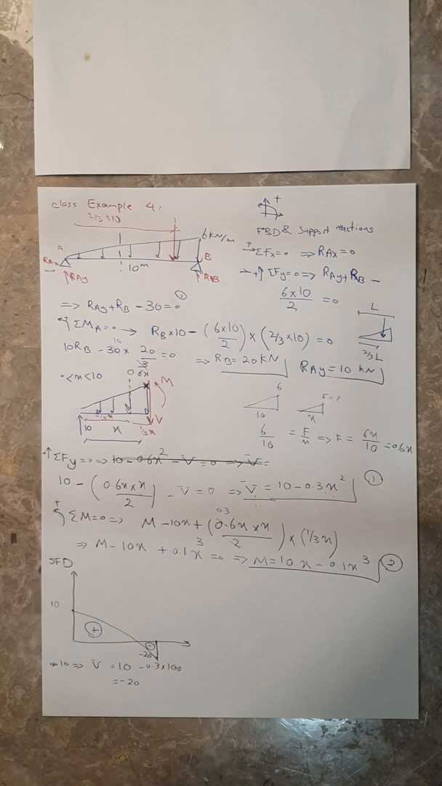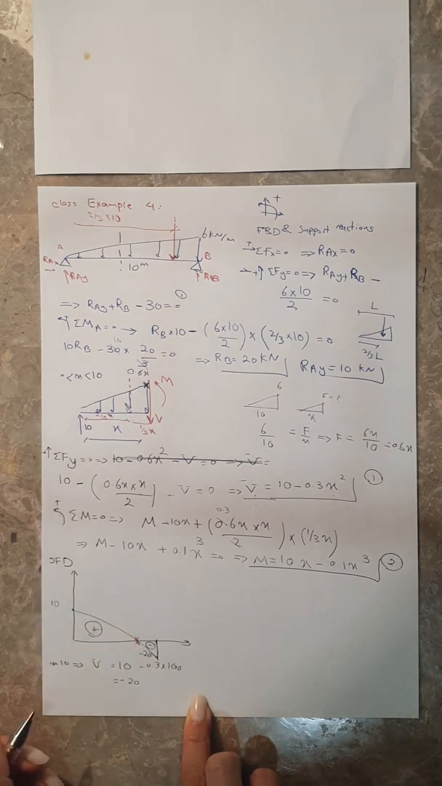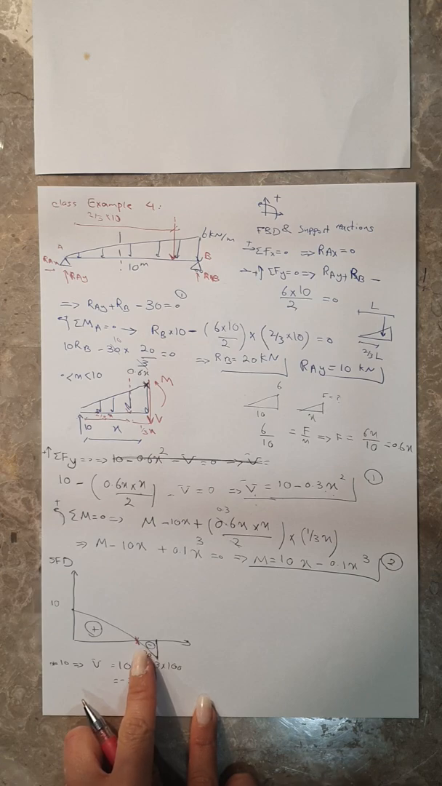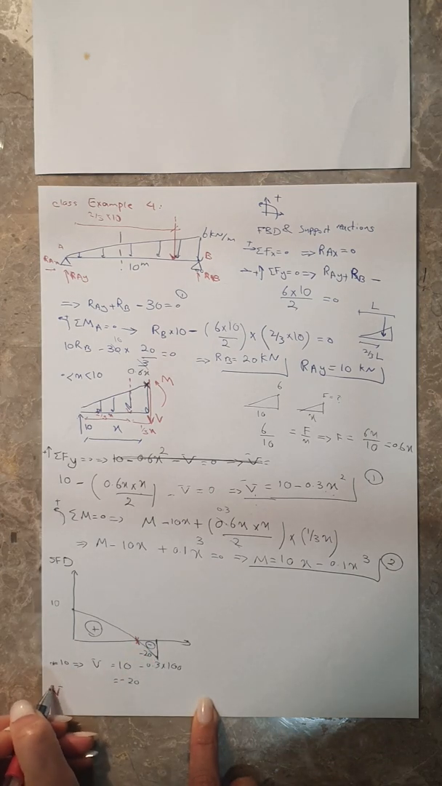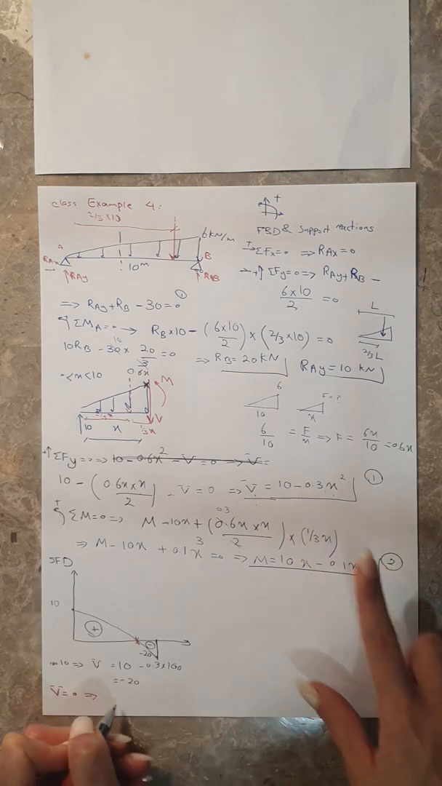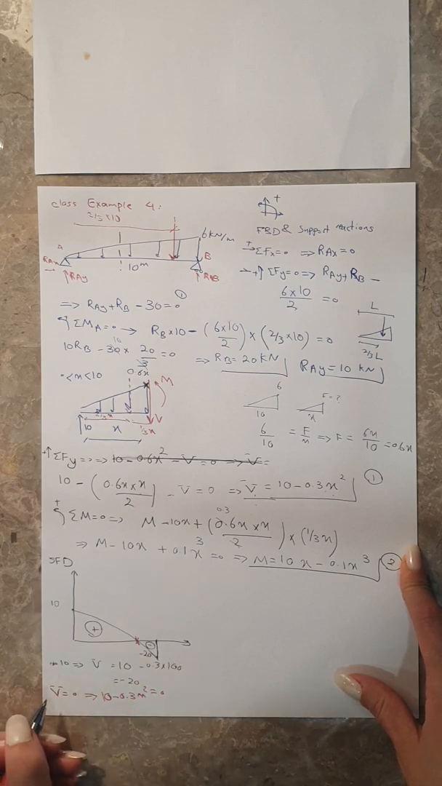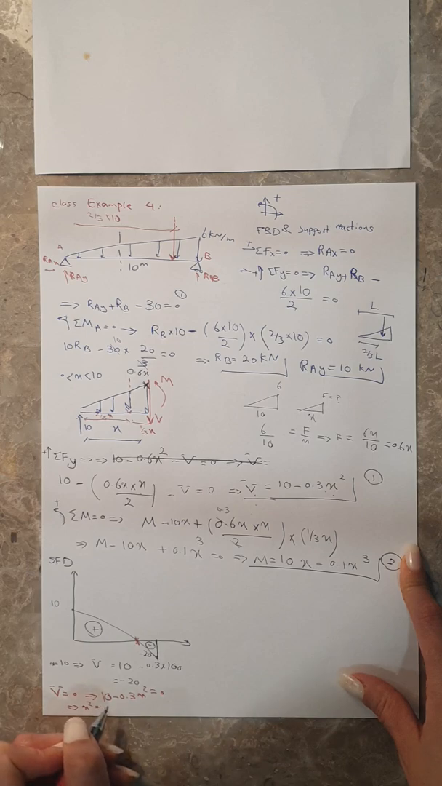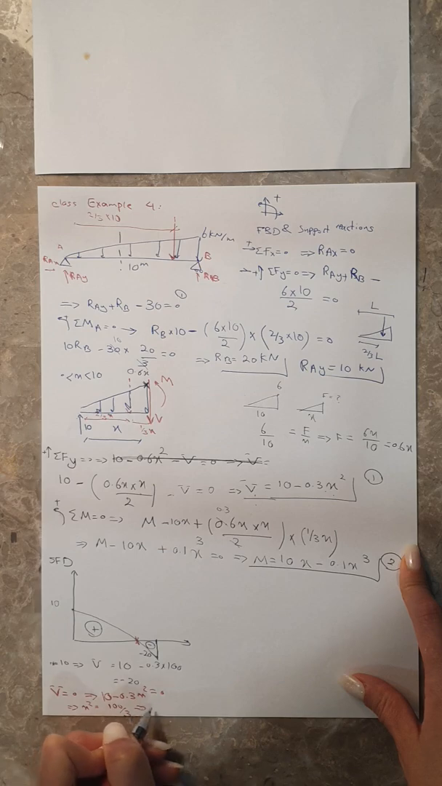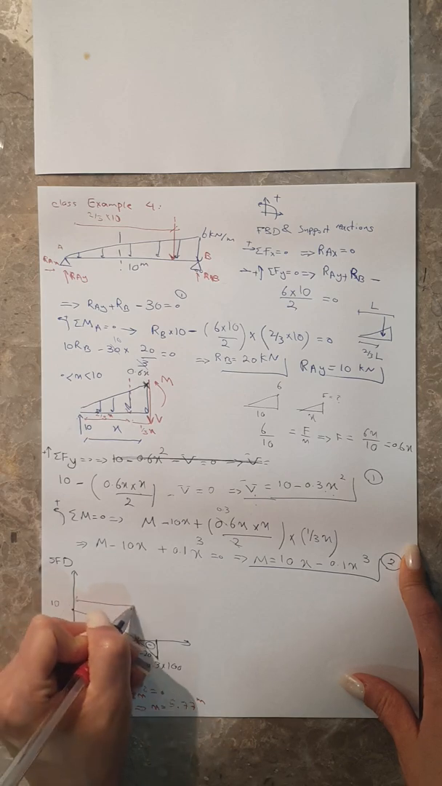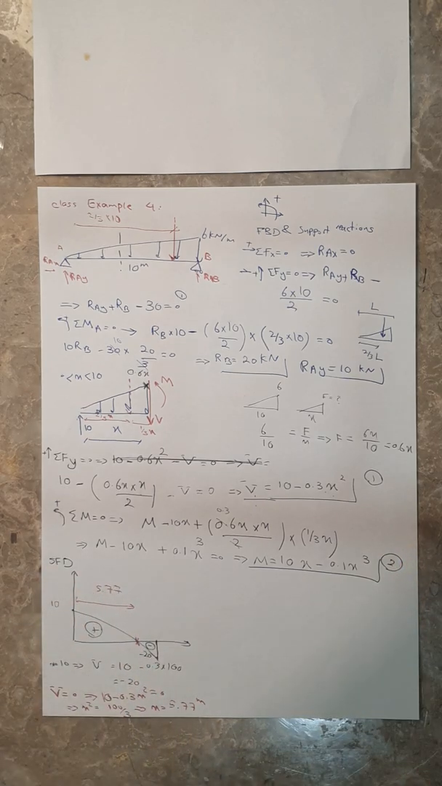Again, the important point is to find where the shear force is equal to 0, because it would be the point where the bending moment would be maximum. Shear force equal to 0 means that 10 minus 0.3x squared would be equal to 0. Therefore, x squared would be equal to 100 divided by 3. Therefore, x would be equal to 5.77 meters. From here to here would be 5.77 meters.